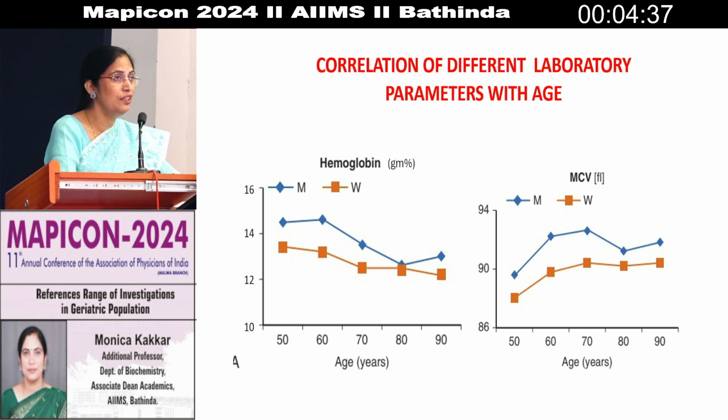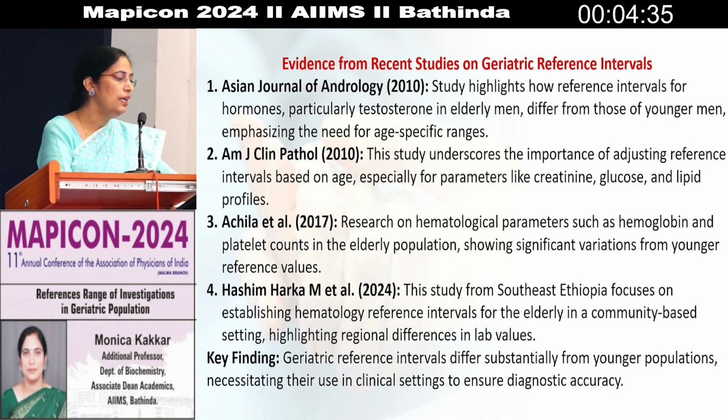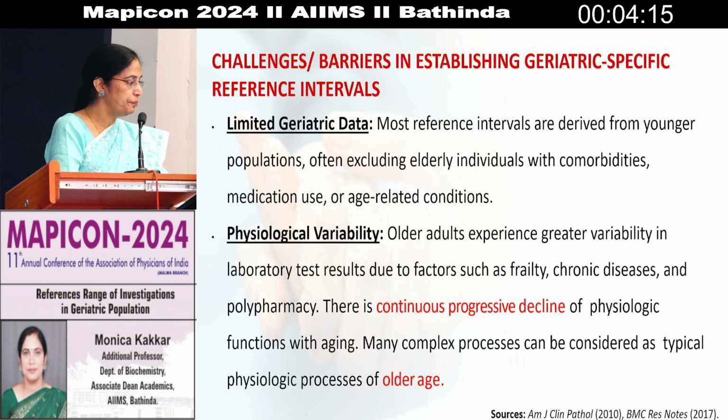Similarly, the hemoglobin levels also tend to fall. These are certain references all suggesting that reference intervals for different analytes need to be developed for the geriatric population. However, the limitation of most of the studies is that they are not Indian studies, and the study population is very small, around 100 odd.